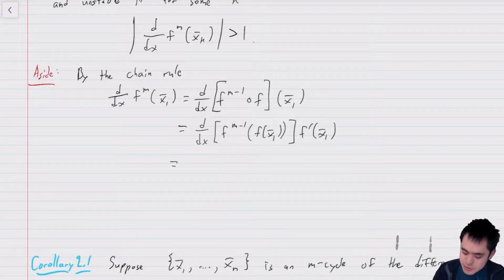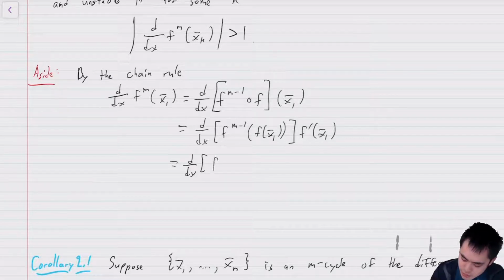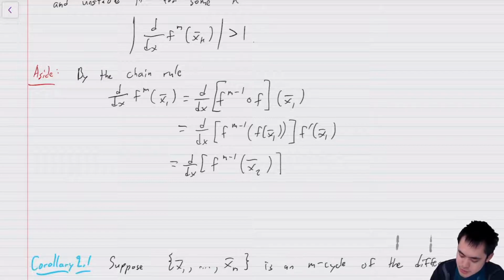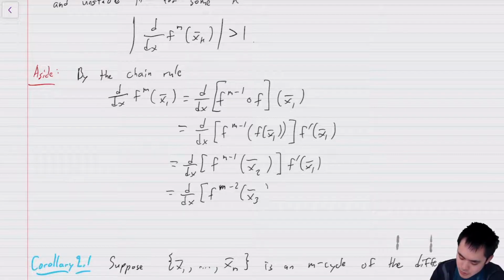But note that you can repeat this over and over again. So this is also equal to d/dx of, let's go ahead and rewrite f of x1 bar as just x2 bar, because of course that's just the next one of our periodic solutions, times f prime of x1 bar. And we repeat that, this is equal to f^(m-2) of x3 bar times f prime of x1 bar times f prime of x2 bar.